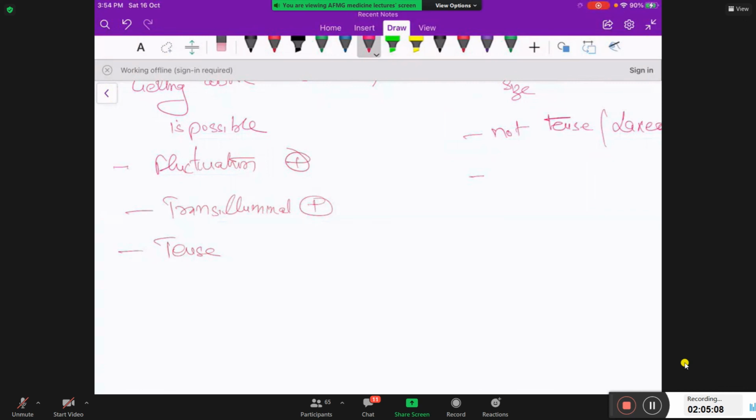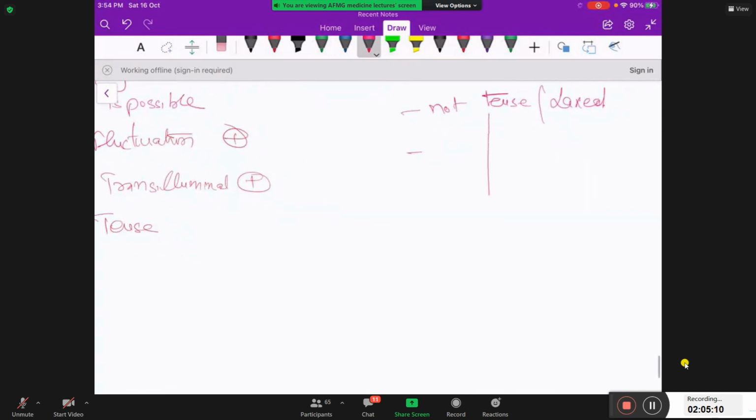Okay. Now, in this secondary hydrocele, the treatment will be a treatment of the cause. If it is infection, treat infection. If it is trauma, you just have to wait and watch, it will resolve. And if it is carcinoma, you have to manage carcinoma. Okay, treatment of the cause.